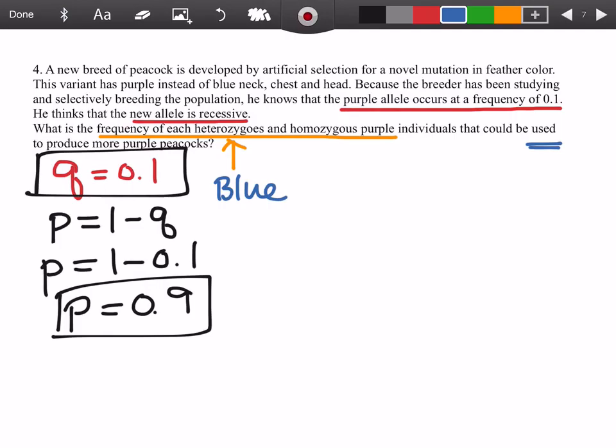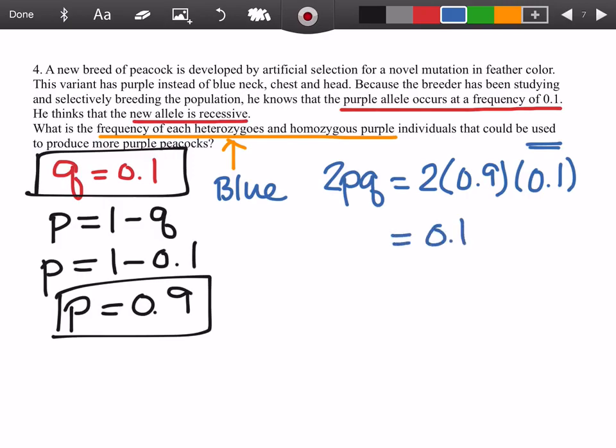So if we're going to calculate the frequency of heterozygous, that's 2pq, 2 times 0.9 times 0.1. So the frequency of our heterozygous individuals is 0.18. So that means 18% of the population that he has are blue, but could produce purple offspring. Now, that doesn't mean that he knows which individuals are heterozygous. It just means that those individuals could be used to produce purple offspring.